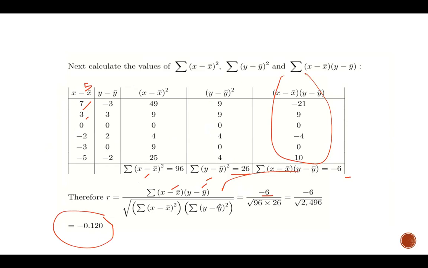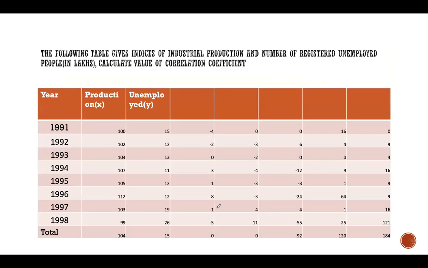I hope now you are clear how to calculate the value of r and how to find out the decision, how to explain your answer. Okay, so there's another example which I'll try to explain using an Excel sheet as well. So you are also aware how to find out correlation using Excel. So just a second.